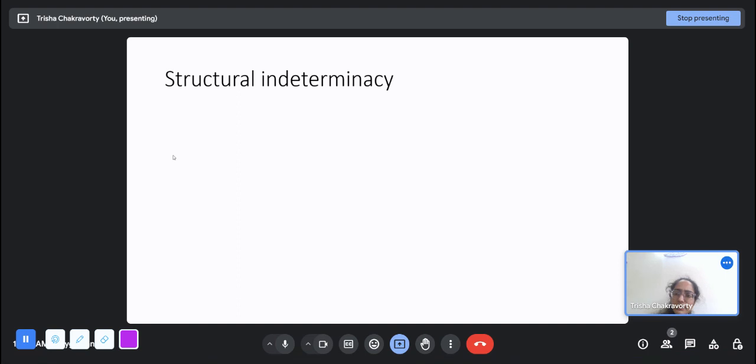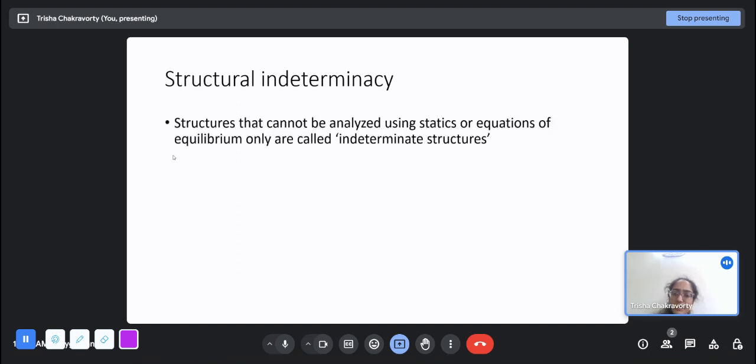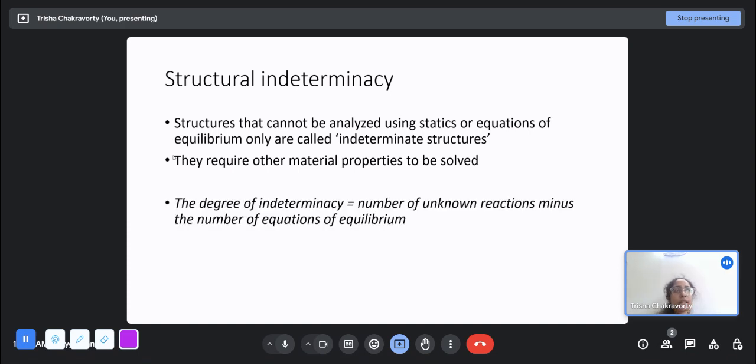Structures that cannot be analyzed using statics or equations of equilibrium are called indeterminate structures. They require other material properties to be solved. Basically, when a structure is indeterminate, there are more reactions than the number of available equations of equilibrium. Then how will you solve it? You have only three equations, and you have four or more unknowns. Then you cannot solve it by just algebraic equations, as we have done so far. So we need some additional properties, like other material properties, to be solved, and that is what phase two deals with.